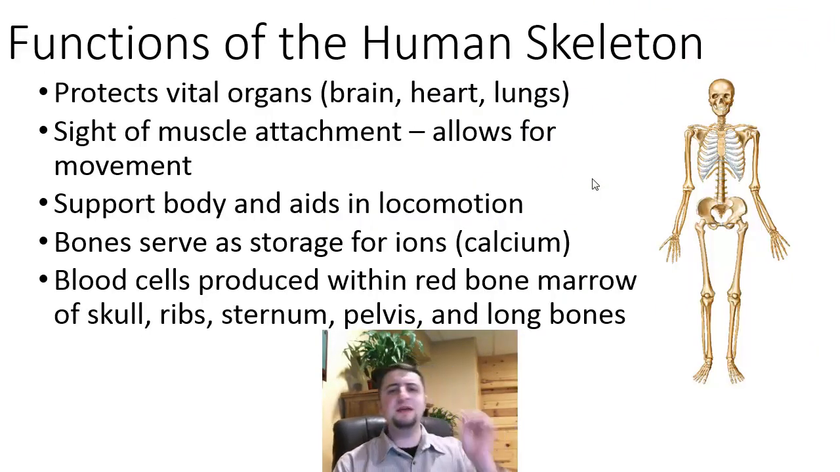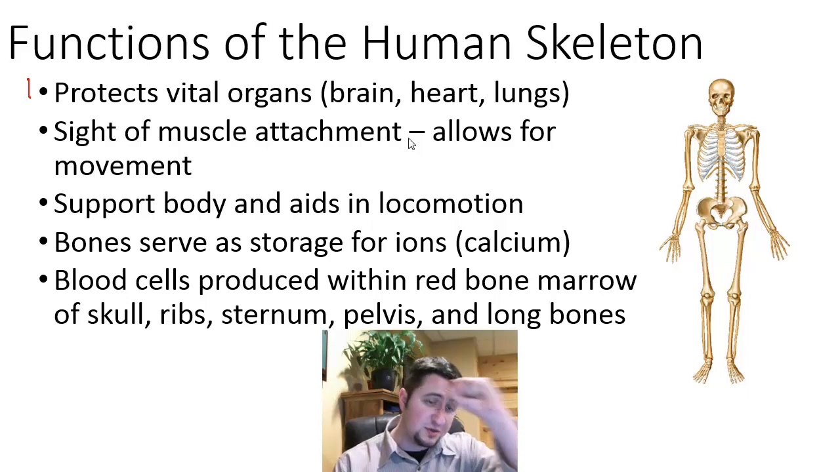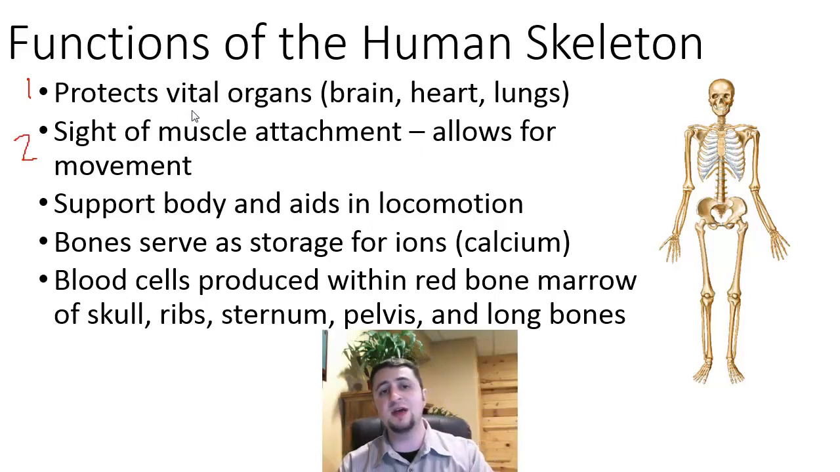So, some basic functions of the human skeleton. There are 5 major functions. One of those is to protect vital organs. The rib cage protects your heart and your lungs, and your skull protects your brain. The next is to provide a site where muscles can attach. Muscles attach and allow us to move.